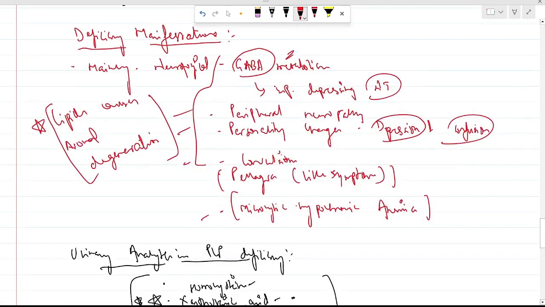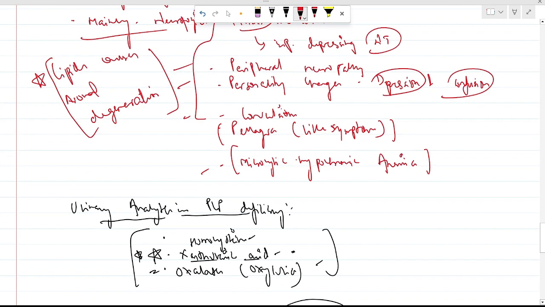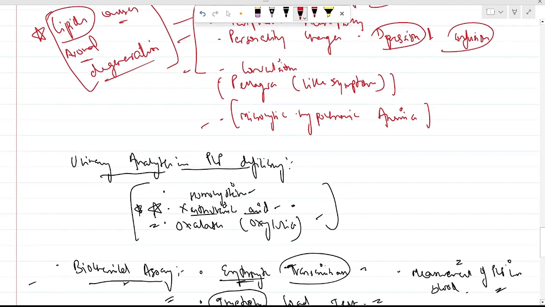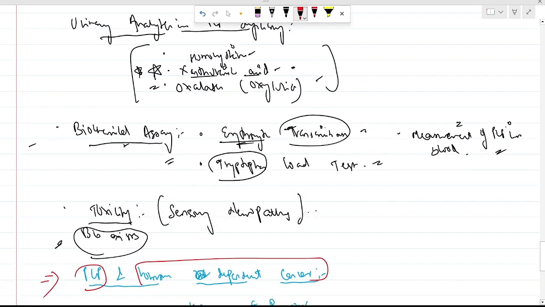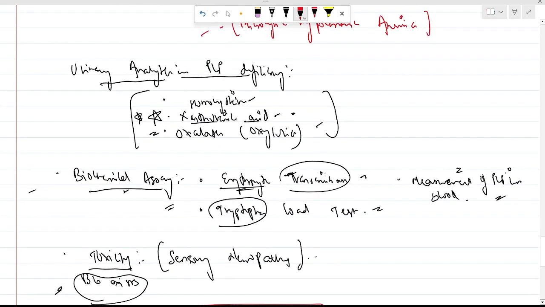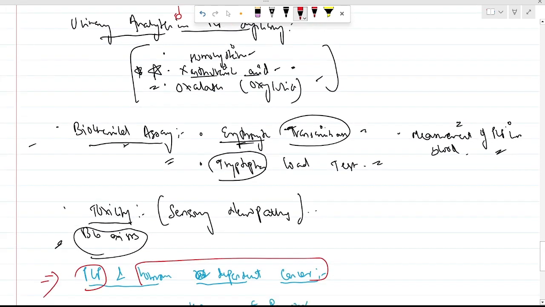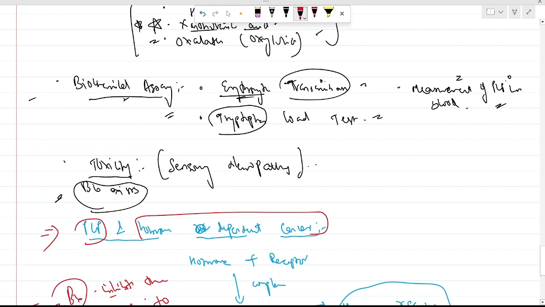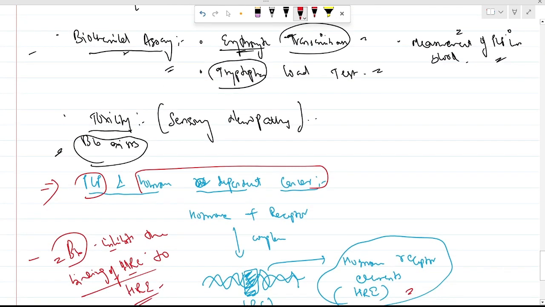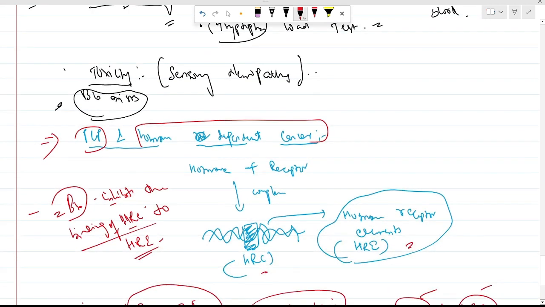There are deficiency manifestations which are mainly neurological. Why? Because the lipids cause axonal degeneration. There are also pellagra-like symptoms and macrocytic hypochromic anemia in the peripheral smear. Urinary analytes in B6 deficiency, if we suspect it: homocysteine, xanthurenic acid and oxalate levels are analyzed in the urine. In the biochemical assay: erythrocyte transaminase, tryptophan load test, and measurement of pyridoxal phosphate in the blood. The toxicity of vitamin B6 exists and manifests in the form of sensory neuropathy.